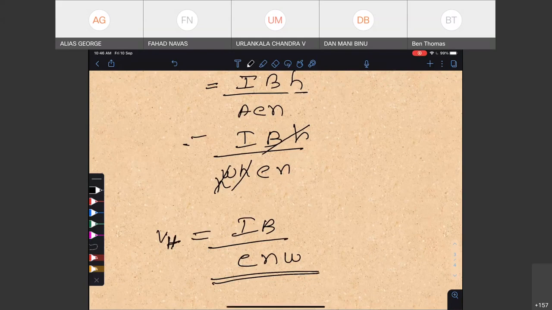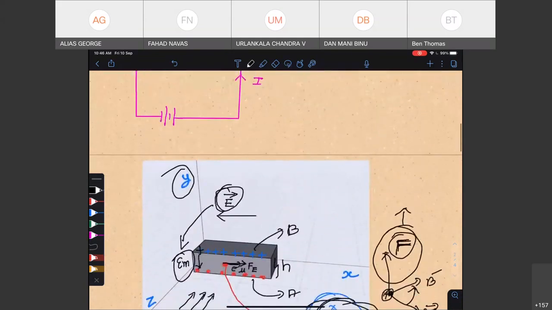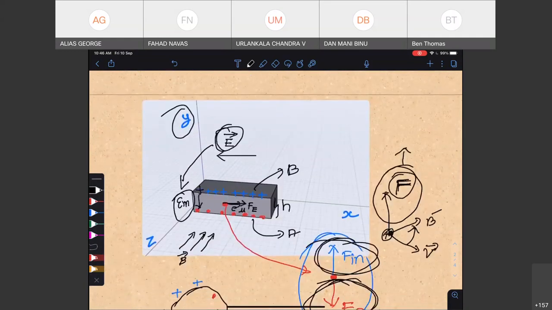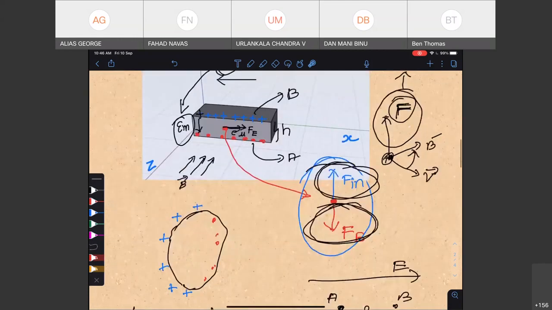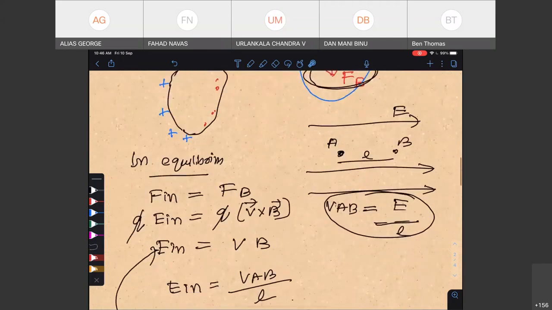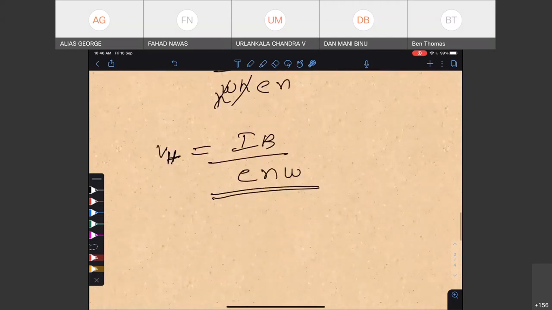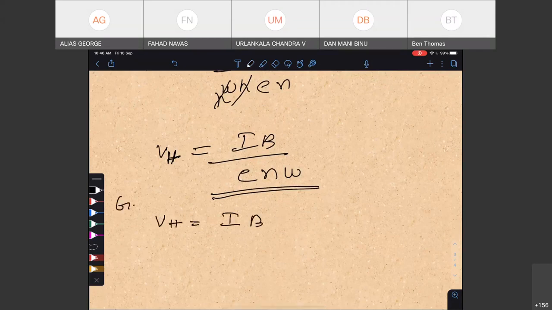So I will say one more thing. In this case, we applied external agencies, that is the magnetic field and the current. But we got this induced electric field as a result. The force due to this will balance the magnetic force, and by deriving, we can get this Hall voltage as VH equal to IB. In general, we can write this equation as IB divided by N into T net.